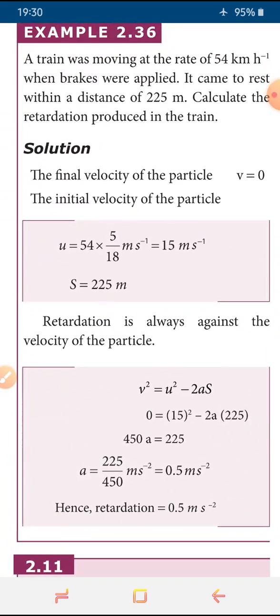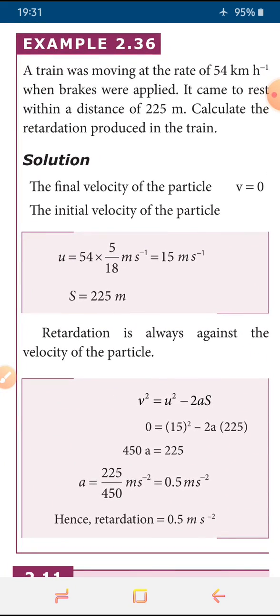Yes, good. Next is example 2.36, and in this example, first we will understand the question. A train was moving at a rate of 54 km per hour. Okay, it is given in kilometer per hour, so first we have to convert into meter per second. When brakes were applied, it came to rest within a distance of 225 meter.